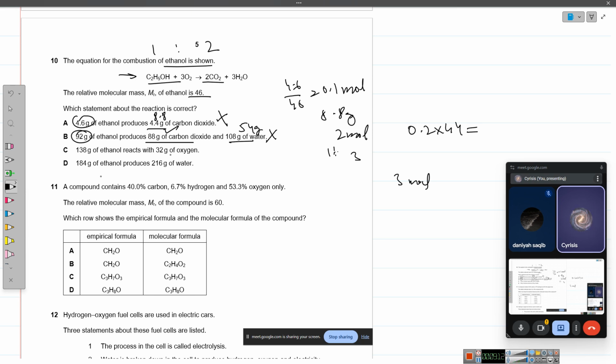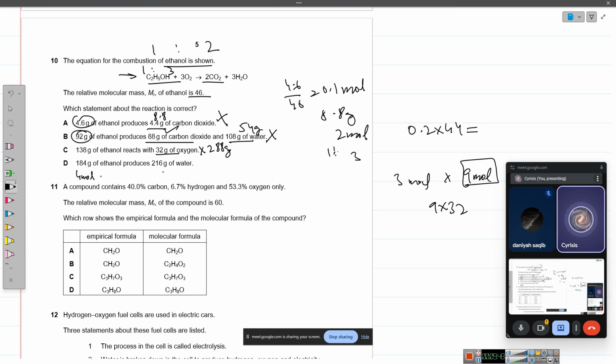Ethanol reacts with 32 grams of oxygen, right? Now keep in mind, we have 1 ratio 3, so that's not possible. We need actually how many moles of oxygen? 9 mole, and 9 mole of oxygen means 9 into 32, right? Okay, so 9 into 32 is 288 grams, so that's also wrong. 288 grams, right? 184 grams of this produces this much of the water, so 184 divided by 46, that's going to be 4 mole, right?